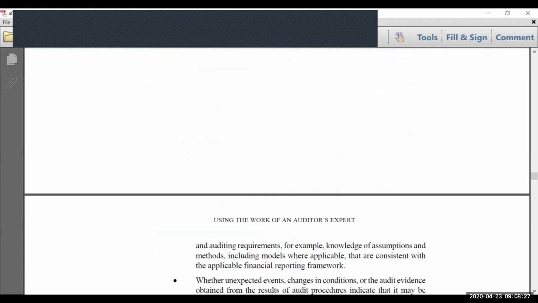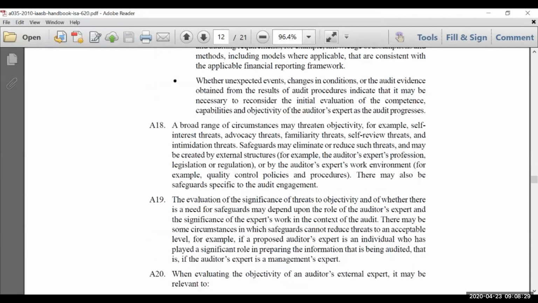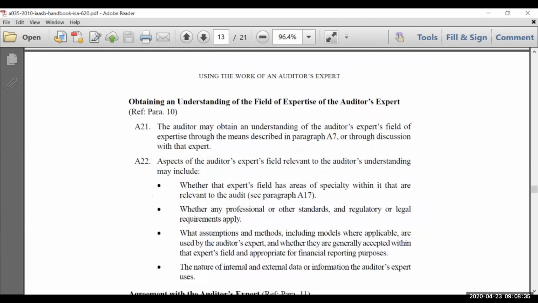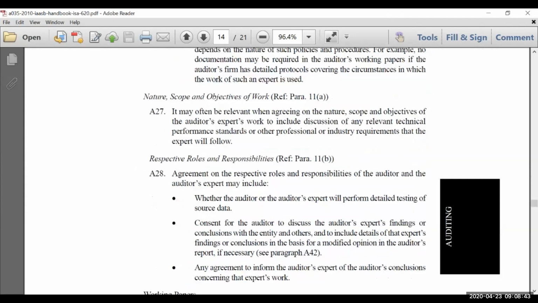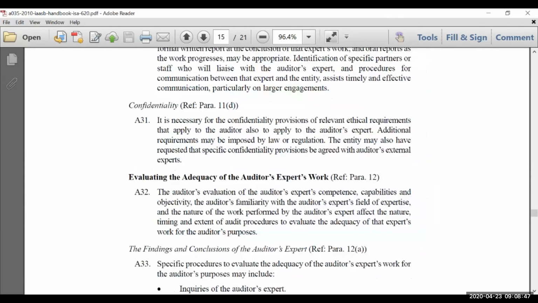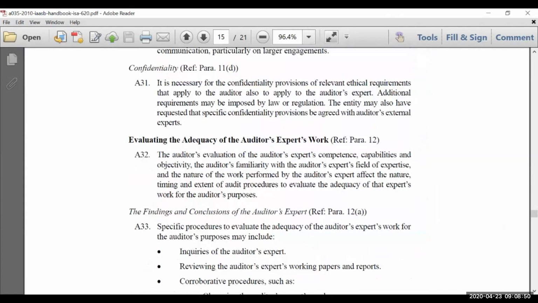When it comes to the evaluation of the work of the expert that you want to hire, I think the others are quite straightforward. I would presuppose that you may want to go through this ISA for more information. The ISA is more or less clear, so I presuppose that you do this.